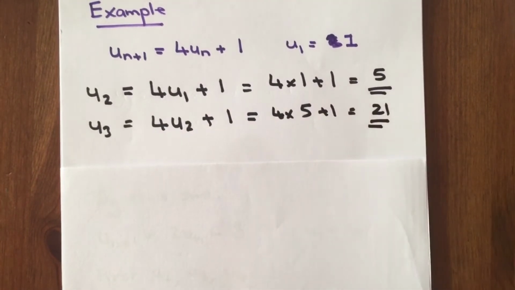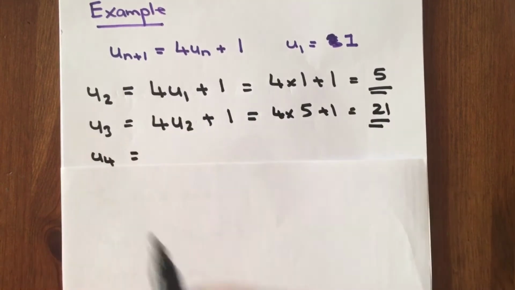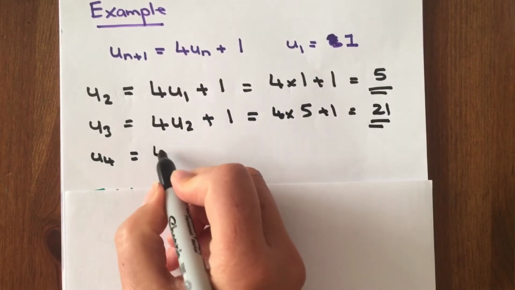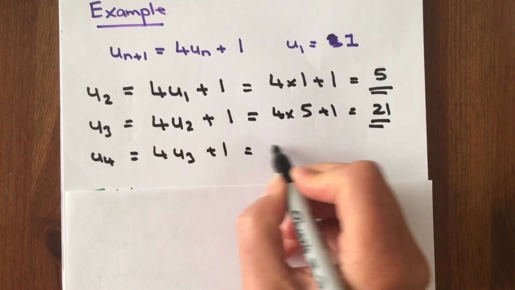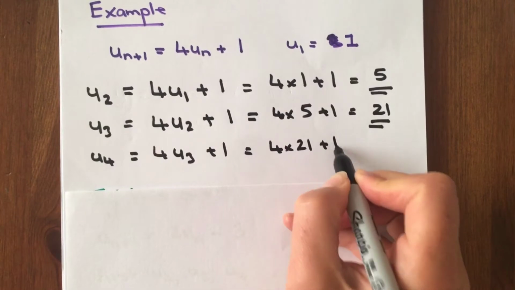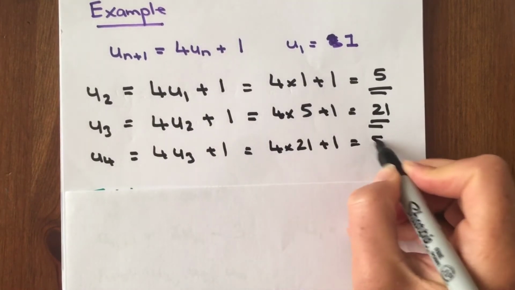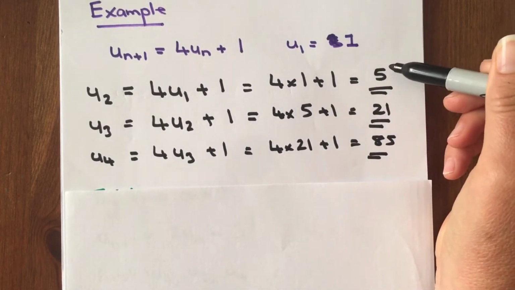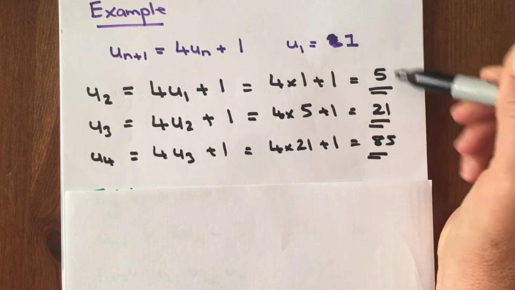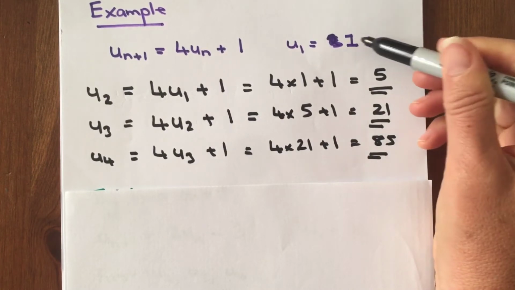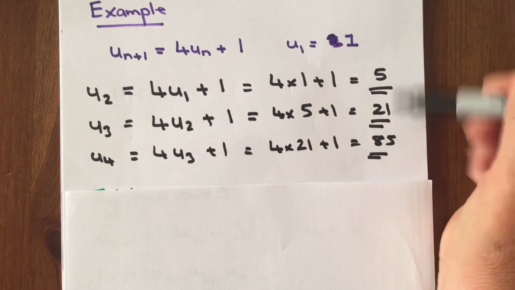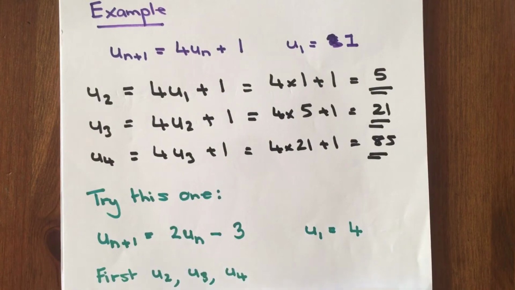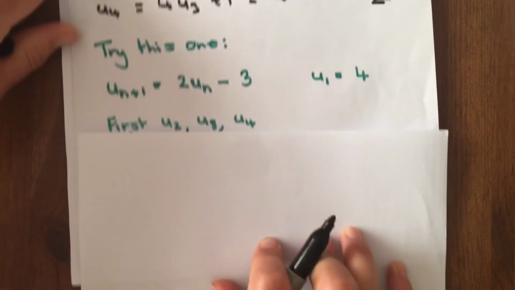So you get 21. You all work out the fourth term now to make sure you understand this recurrence relationship. Well done. So we get 4 lots of 21, add 1, so that is 85. So these are the terms of the sequence that I get: 1, 5, 21, 85. I can see that it's not a geometric progression and it's not an arithmetic progression. It's just a sequence of numbers.